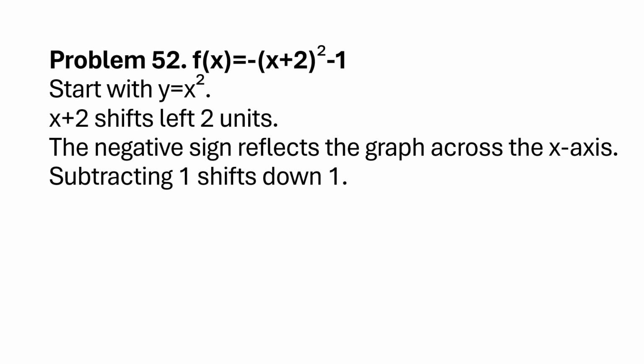We are asked to graph negative the quantity x plus 2 squared minus 1. Begin with the parent parabola y equals x squared. The expression x plus 2 shifts the graph 2 units left. The negative sign reflects the parabola across the x-axis. Finally, subtracting 1 moves the graph down 1 unit. The vertex is located at -2, -1, and the parabola opens downward.